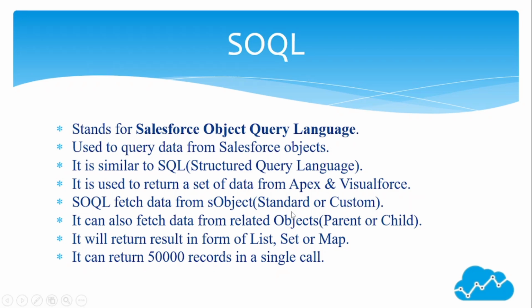Standard objects are the objects provided by Salesforce, and a custom object is an object we create as per our business requirement. It can also fetch data from related objects, that is from parent to child or from child to parent. It will return results in the form of a list, set or map. It can return 50k records in a single call.